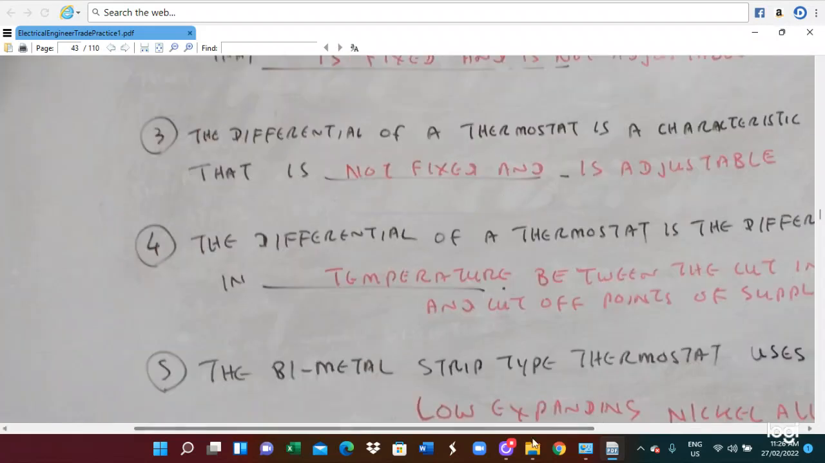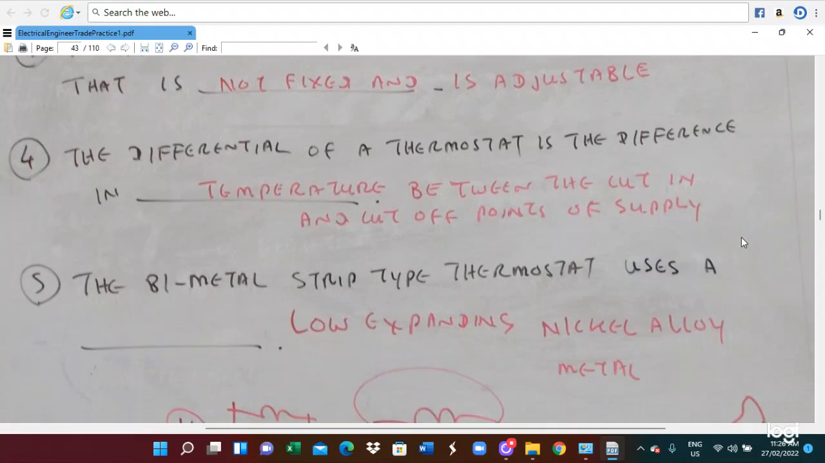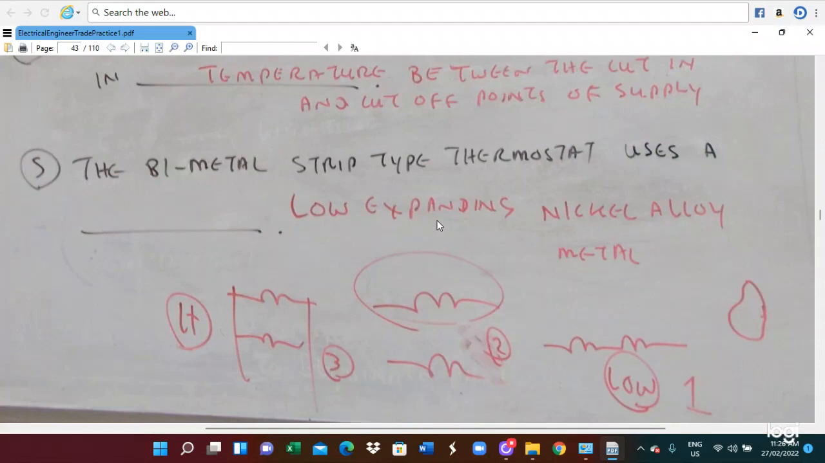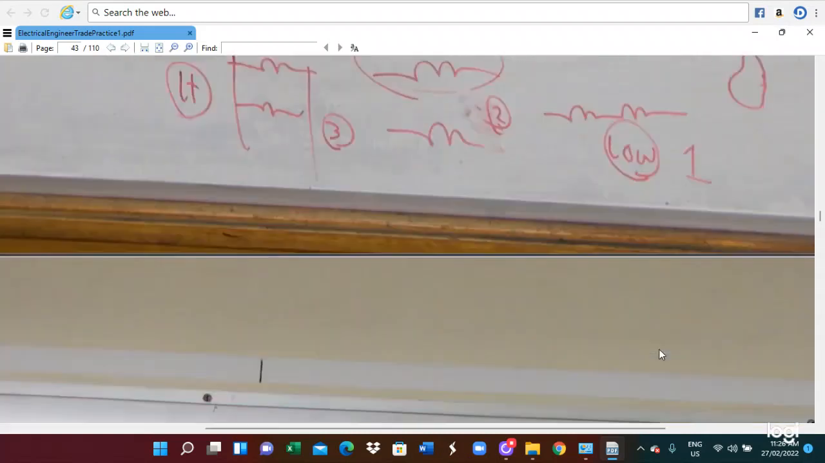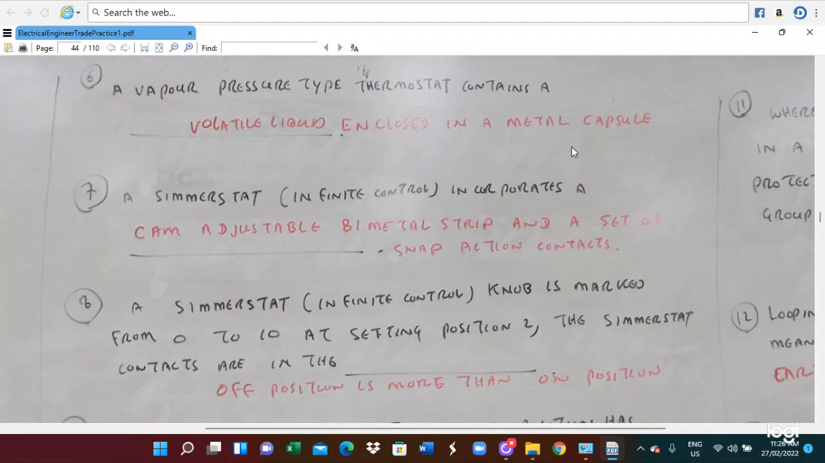The differential of the thermostat is the difference in temperature between the cut-in and cut-off points of the supply. The bimetal strip type thermostat uses a low expanding nickel alloy. Now some questions and answers on the properties of thermostats. A vapor pressure type thermostat contains a volatile liquid enclosed in a metal capsule. The simmerstat is used for water heaters; it incorporates a gain adjustable by a bimetal strip and sets up a snap action on contacts.